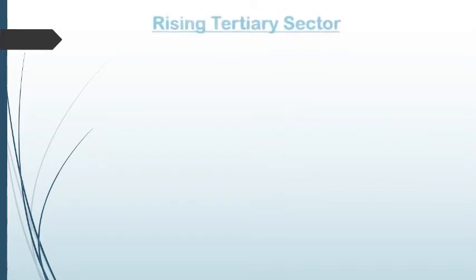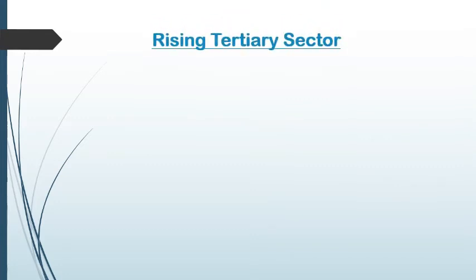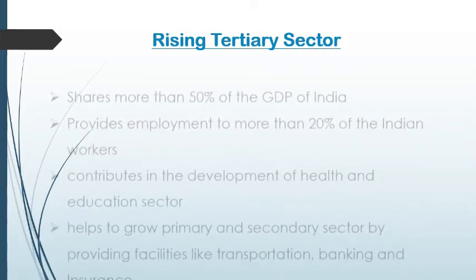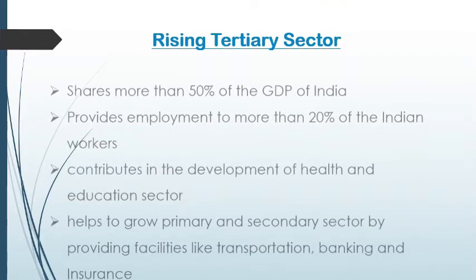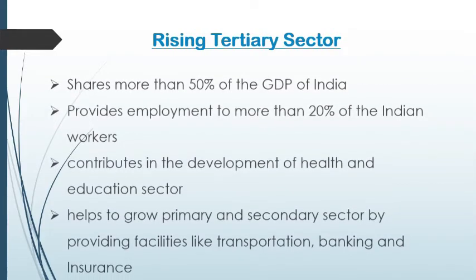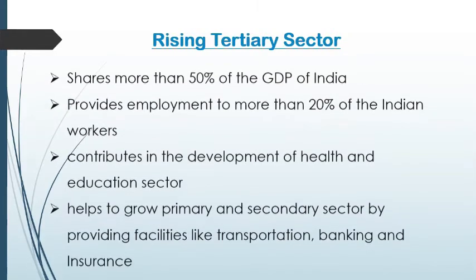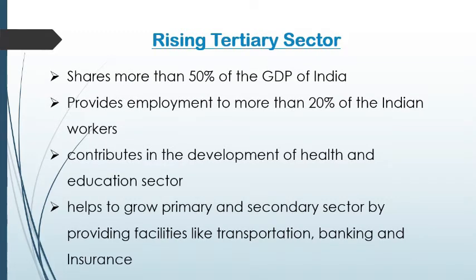The role of tertiary sector. The fastest growing sector in India is tertiary sector. Its share in India's GDP is more than 50%. In employment, it contributes more than 20% of the Indian workers. It promotes development of health and education sector. It also helps to grow primary and secondary sector by providing services like transportation, banking and insurance.